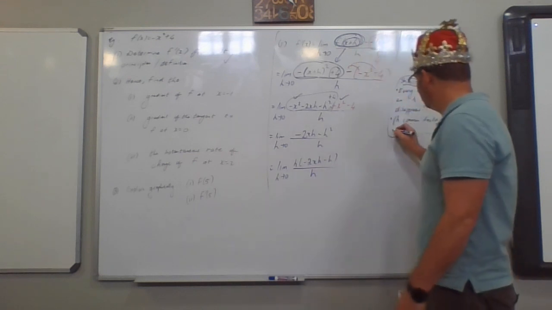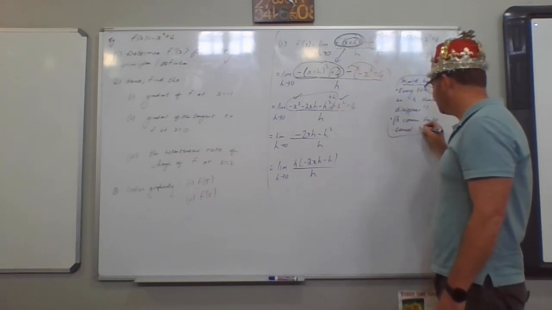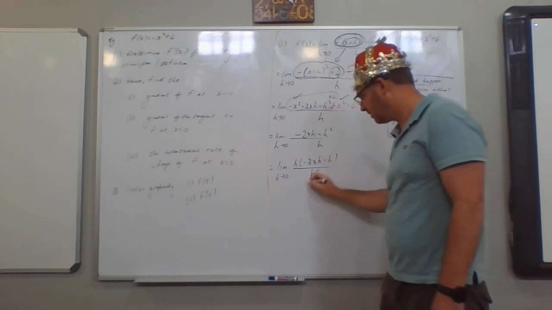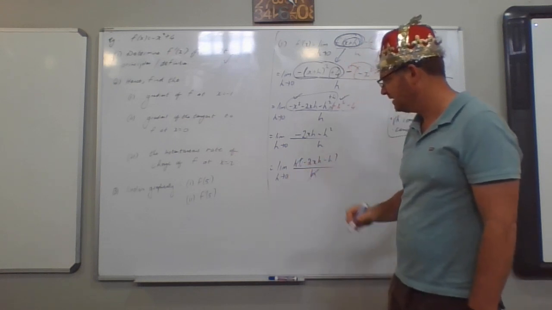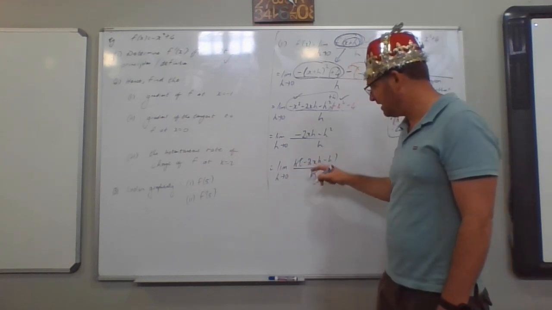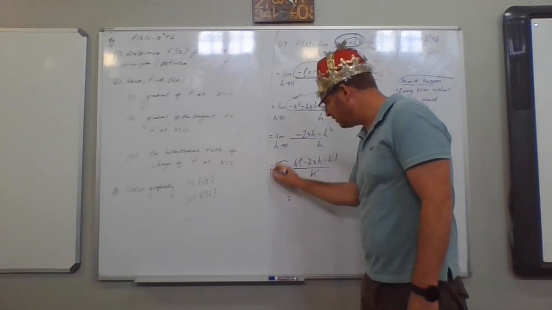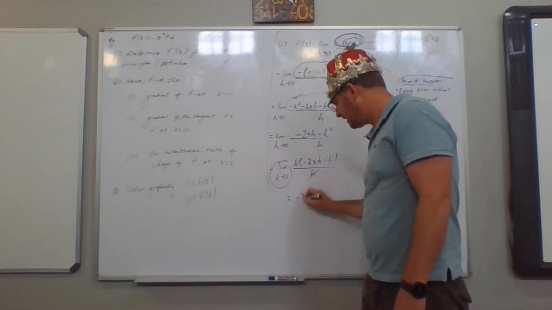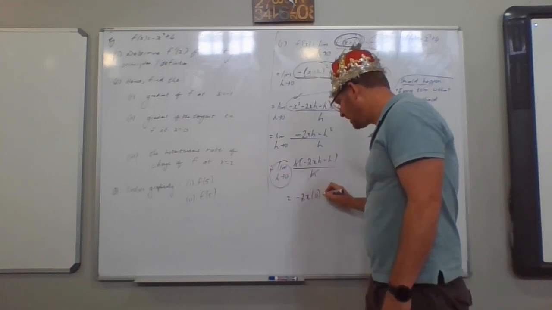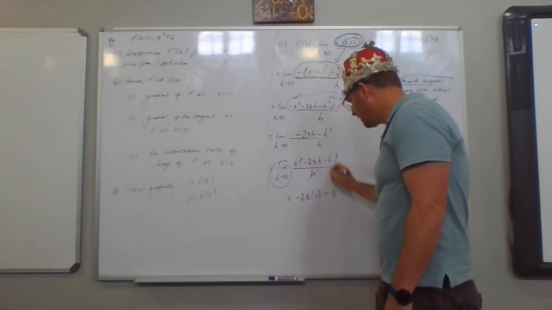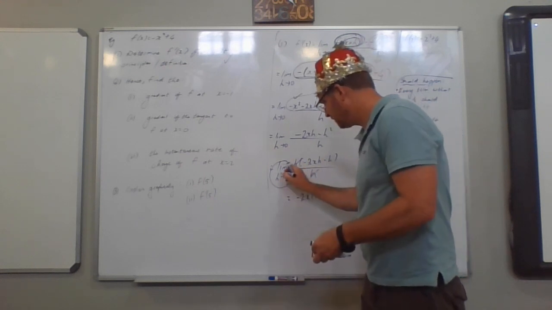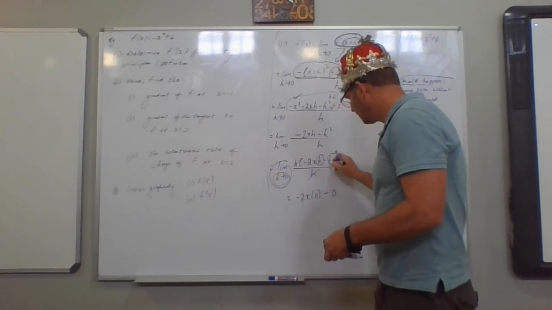But now, you can cancel out your h's. Okay, the common factor of h cancels with that. And now, I can replace h with 0. So I can then drop this notation. So I get negative 2x times 0 minus 0. I've replaced every h with a 0.